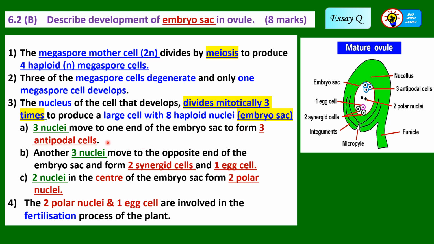Now 3 nuclei move to one end of the embryo sac to form 3 antipodal cells. Another 3 nuclei move to the opposite end of the embryo sac to form the 2 synergid cells and the egg cell, each covered by a membrane. Then we have 2 nuclei in the center of the embryo sac, which will form the 2 polar nuclei. So the 2 polar nuclei and the 1 egg cell here are all involved in the double fertilization process of the plant, which we will discuss in the next video.